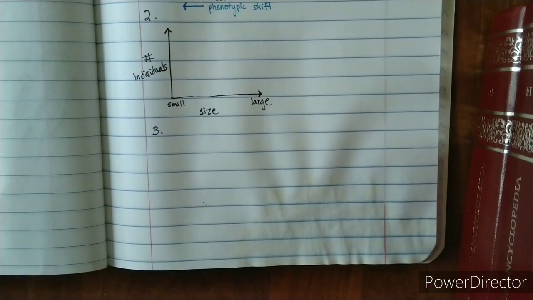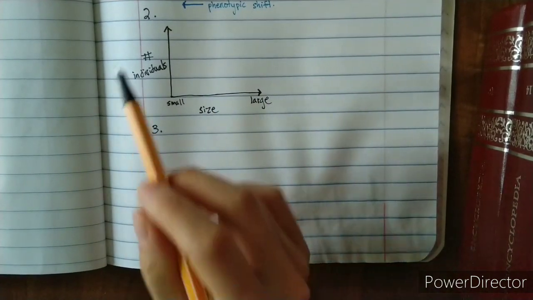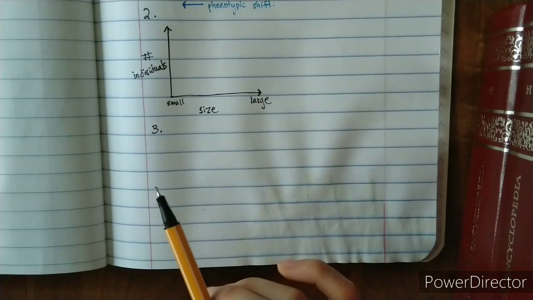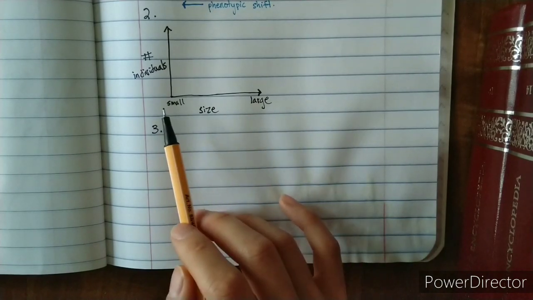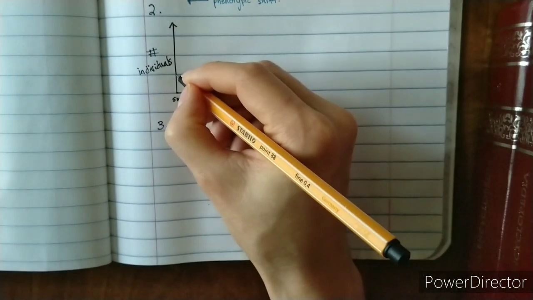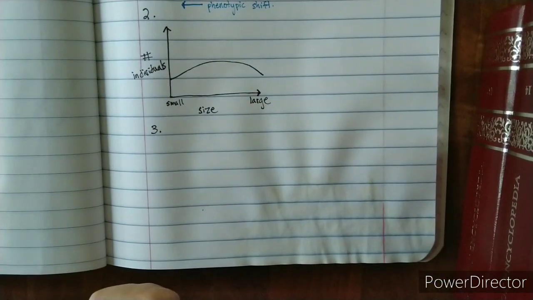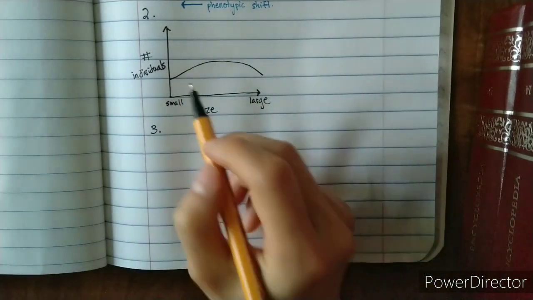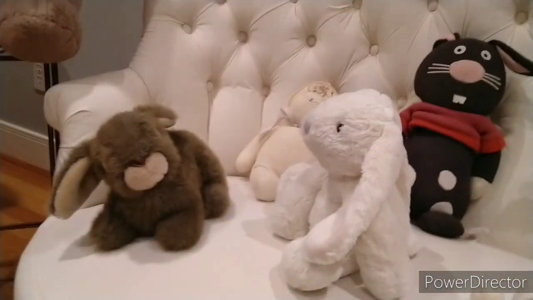Looking at scenario 2, I want you to pause the video for a second and set up a second graph in the same manner. Your y-axis would be the number of individuals, your x-axis would be the phenotype that we're looking at, going from small to large. Remember that the original population is going to be a nice, gentle bell curve. Slightly more medium rabbits than we have small or large rabbits. The bunnies are happily going about their business.